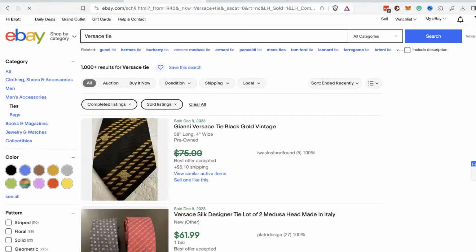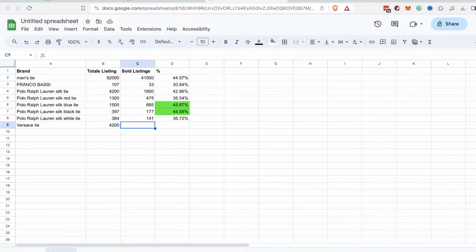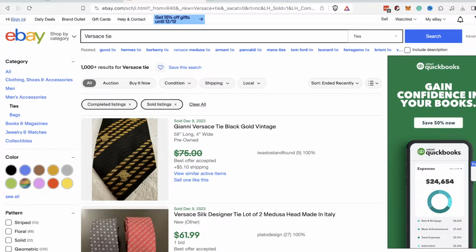I'm hoping the data will show me what I want to show, but maybe not. Okay, all right. So as you can see, Versace doesn't sell very well on eBay based on how we're looking at it. So I would avoid Versace ties. You may go, oh, Elliot, that's kind of crazy. This is just Versace ties in general. That's how I would look at it.